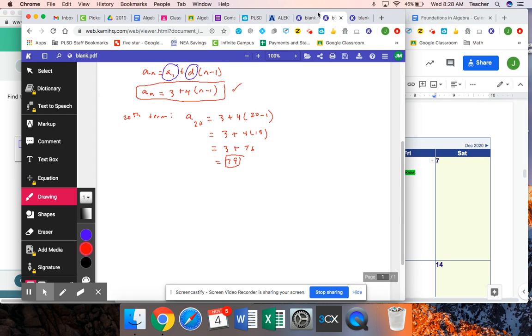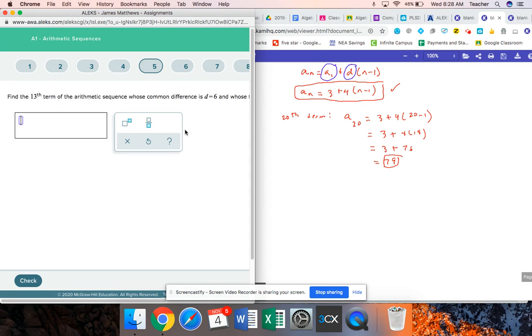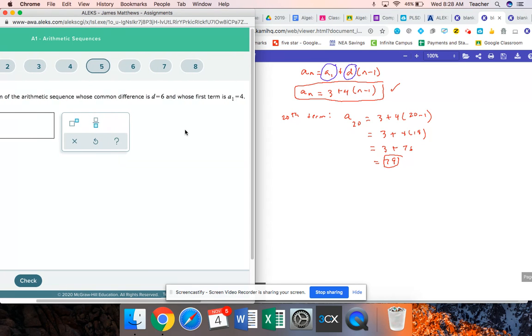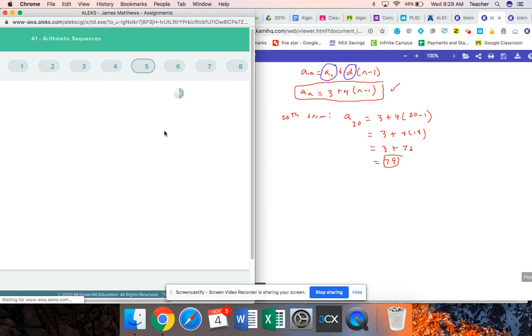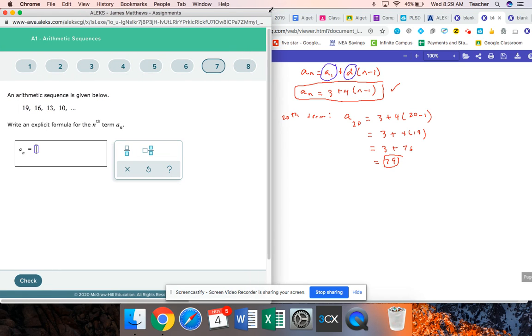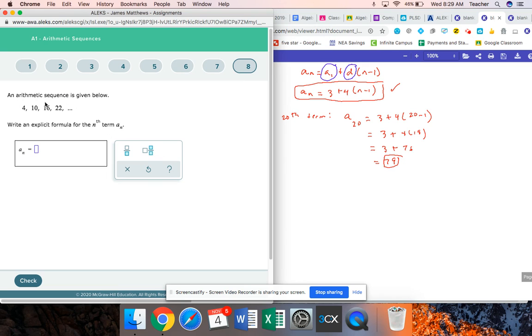Let me see here. I have Alex open. Let me see if there's anything in particular. So this one is just that. Find the 73rd term of the following arithmetic sequence. Well, we just kind of did one of those. Let me see if there's anything different and unique about these. Find the 13th term of an arithmetic sequence with a common difference of 6 and the first term of 4. Well, it's the same kind of problem as well. Write an explicit formula for the nth term. Well, that's the same kind of problem. Good.